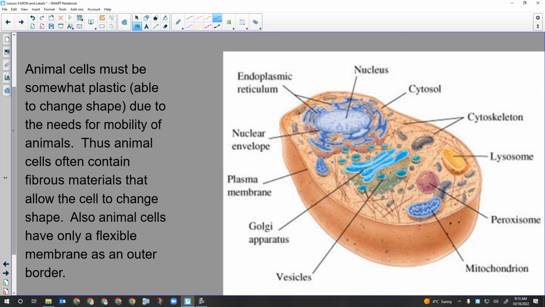Fungi, which are also chemoheterotrophs, have cell walls. They don't move. They just put their hyphae into other things, so they actually have cell walls. But animals do not. Most chemoheterotrophs do not.